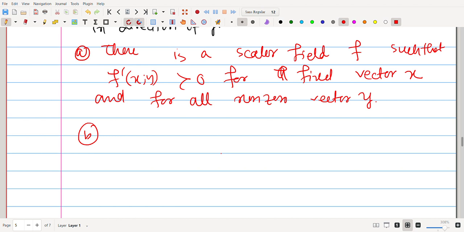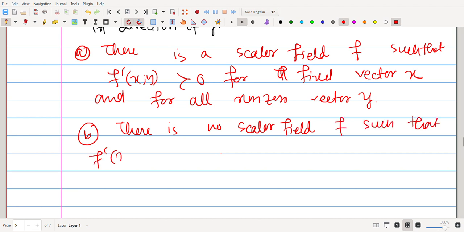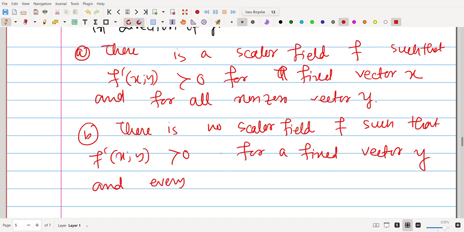And the second part is there is no scalar field f such that this quantity is greater than 0 for a fixed vector y and every vector x. Okay.